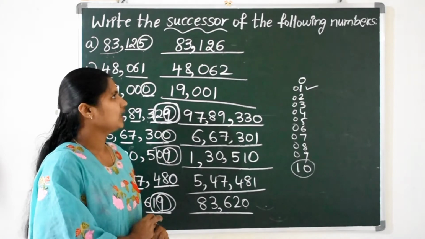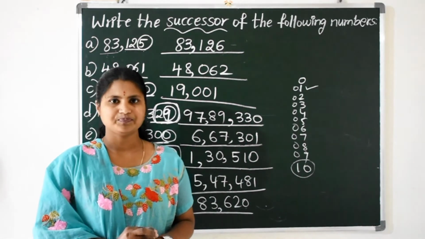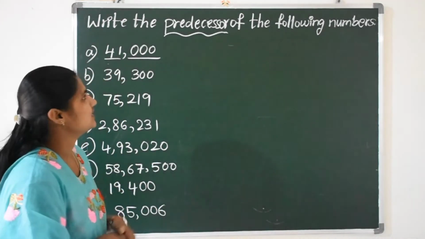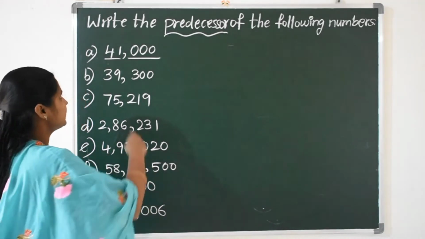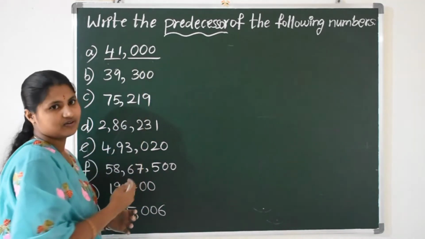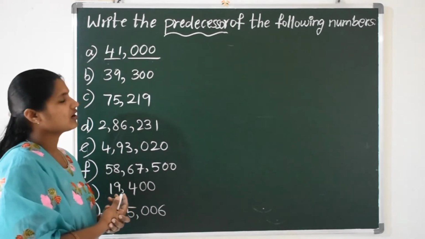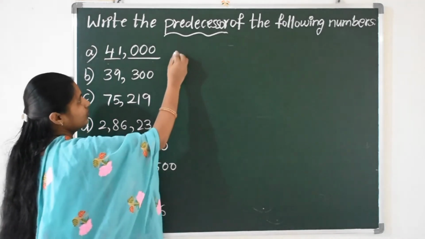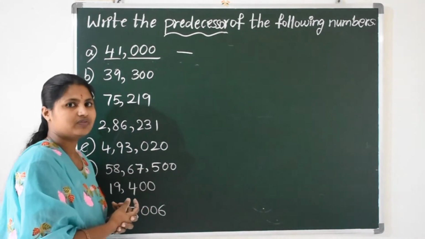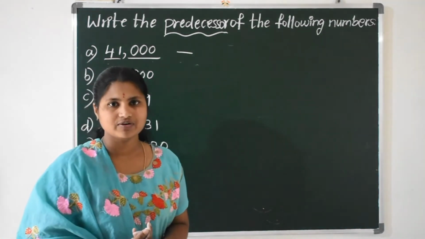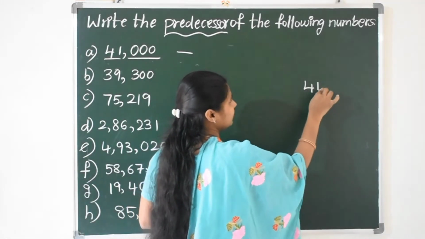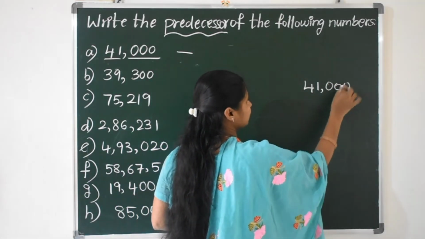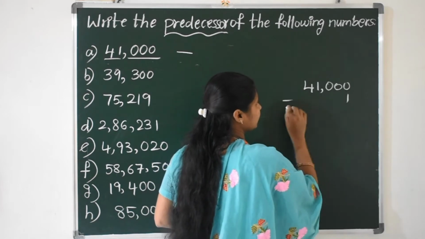Okay? Now we will write predecessor numbers. Write the predecessor of the following numbers. Okay, see here 41,000. Predecessor of 41,000 is what? We don't know exactly, right? So what we have to do? Just subtract 1 from the given number. Okay, what is the given number? 41,000, right? So subtract 1 from the given number.